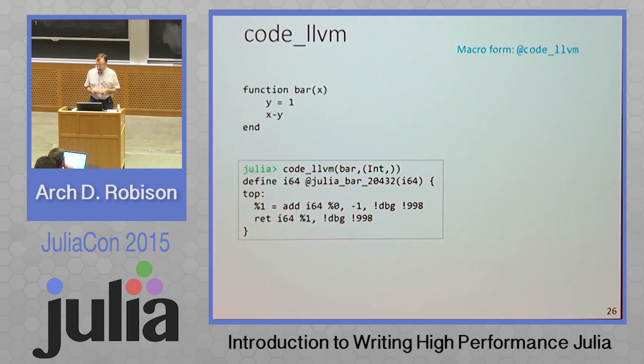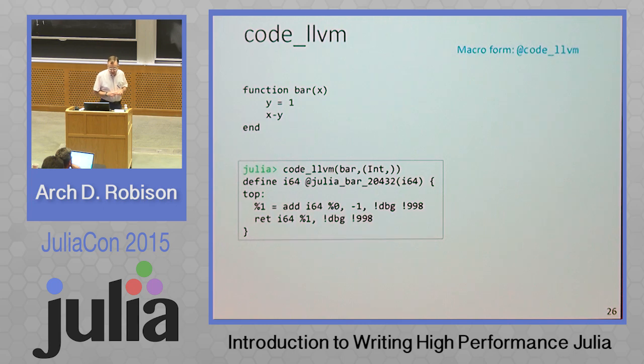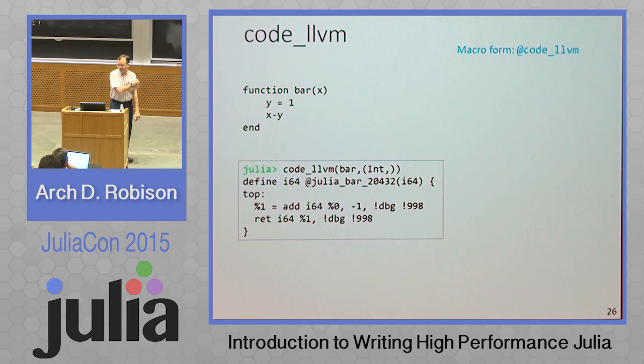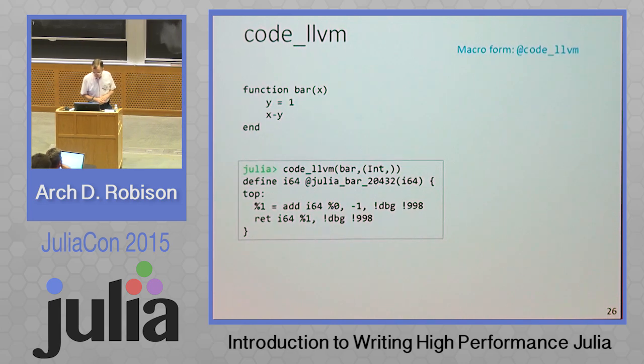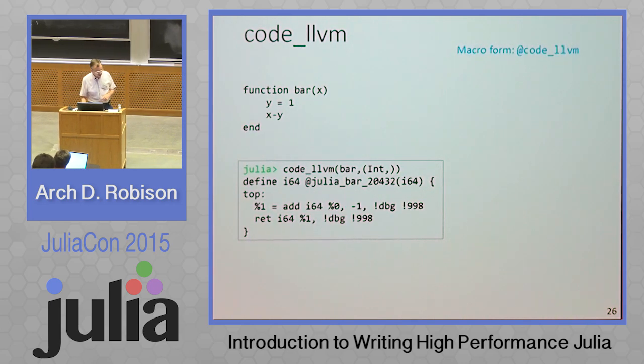So next level down, code_llvm. This shows the LLVM representation of the function. For this function here, you only have to make a rough cut through this at this level. You don't have to understand LLVM IR in great detail. There's just a few red flag functions, and I'll show those a little bit later. But here's what it looks like for this function. And there's also a macro form, @code_llvm, that you can give an expression, and it'll dump the top level call.